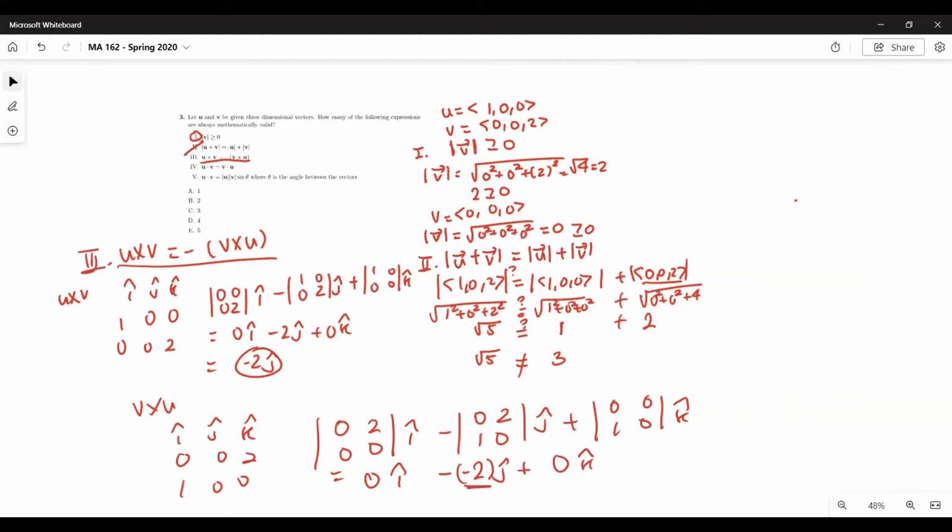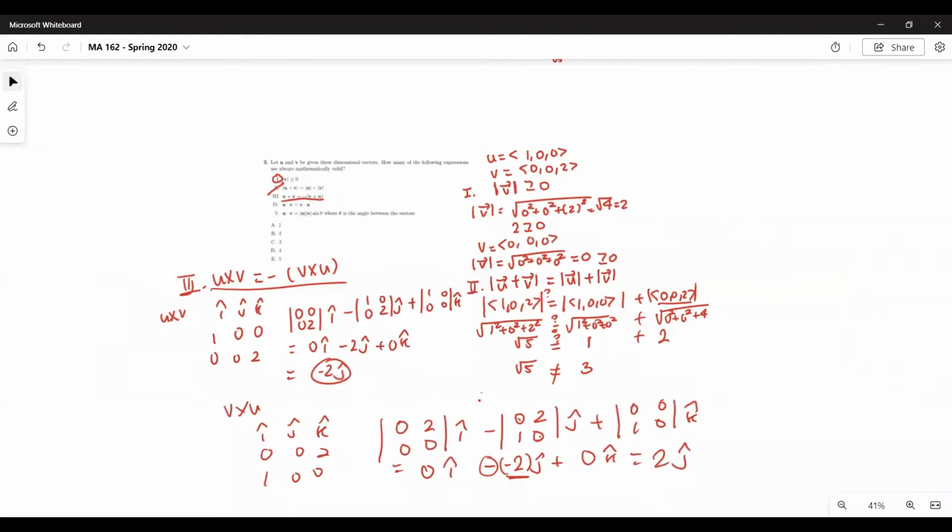Actually, the component becomes negative 2 because you do the 0 times 0 first, and then minus 2. That's why it becomes negative 2, and also we have a negative sign in front of the j component, which makes it 2j. So this, negative 2j, is equal to negative 2j. So the third one makes sense.